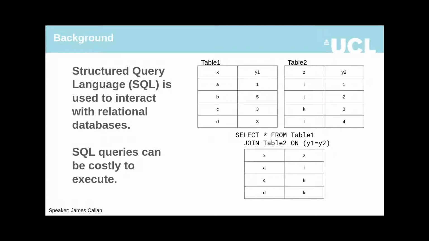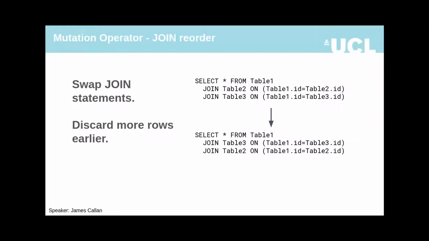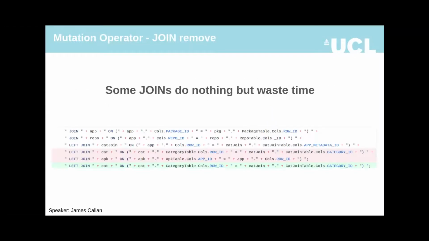We propose 3 mutation operators for join statements. Our first mutation operator simply reorders join statements. Ideally, we want the statements which discard the most entries first, so later queries have to check less entries, which saves time. There are join statements which aren't needed, so we propose the remove join operator. We can see a real commit, which simply removes a join. The program did not need to change, despite the different results that the query will return.